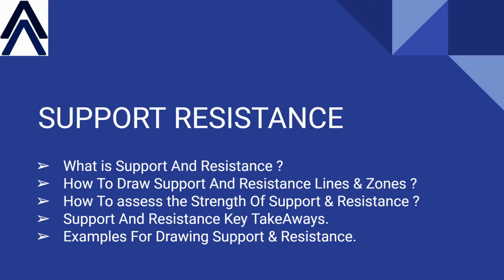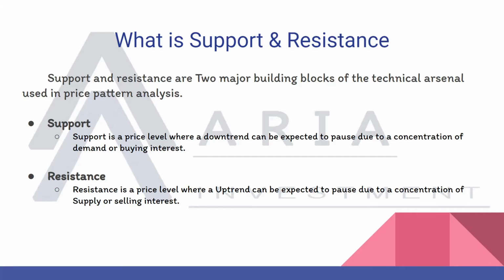So let's move on to our first topic, what is support and resistance. So what is support? Support is a price level when a stock is in downtrend. It is the level at which we expect the downtrend of the stock to halt temporarily because of concentration of buyers present at that level. You cannot ignore the possibility of reversal from that level as well.